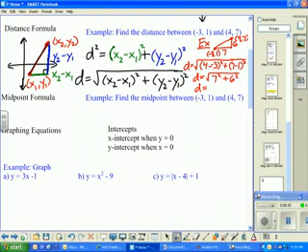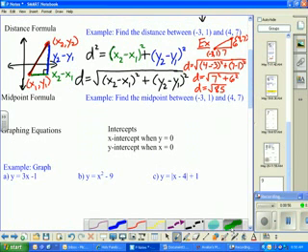And 7 squared is 49, and 6 squared is 36. So it'd be the square root of 85, which we can round to 3 decimal places if we wanted to. It kind of depends on whatever the directions are. So I'm going to leave that one as square root of 85. So you can always use that distance formula to do your problems. Let me highlight that for you.